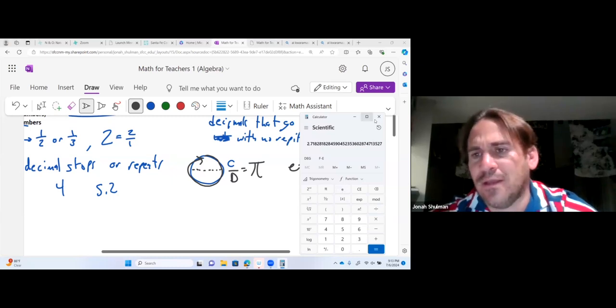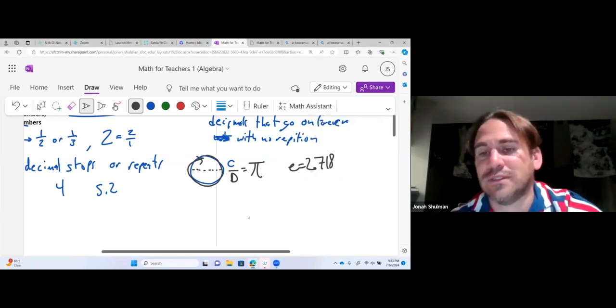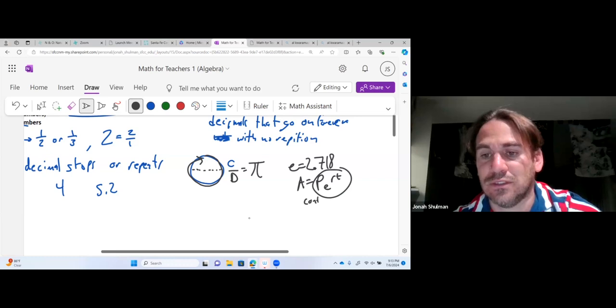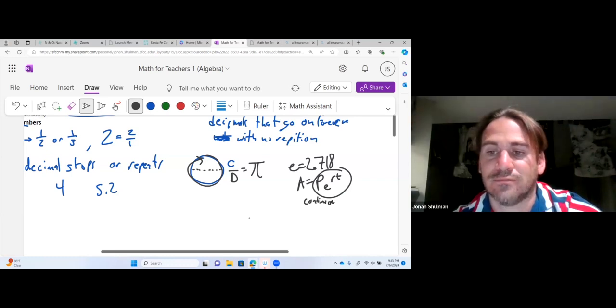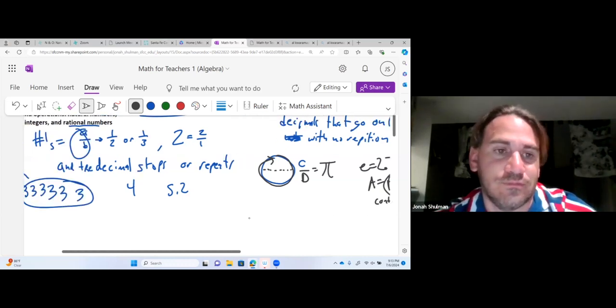So if we want to look at Euler's number, 2.718, you'll notice that it always comes in amount equals principal times Euler to the RT. And this is for continuously compounded interest. So that's where that comes from. All right, so we did the first two.